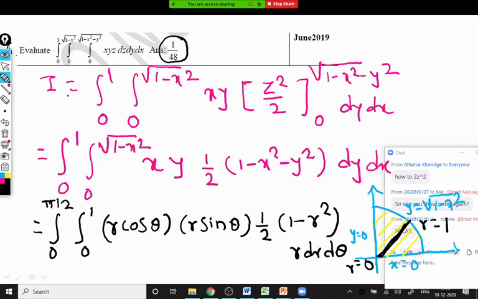Sir, in the limits, how did you take them? Can you please explain it again from step 2? I'm not getting it. Hello, sir, please explain from step 2.